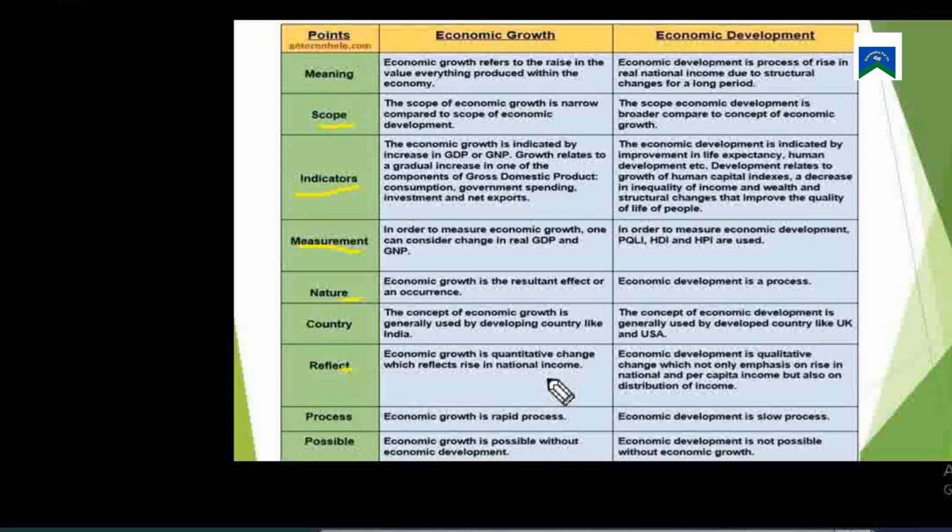There will be change in the health sector and the education sector. Per capita income, PCI, will change, and national income will change. There are different factors. Economic growth is for the short period, but economic development is a slow process. It will take time, because it involves plans, programs and policies that must be fully implemented.